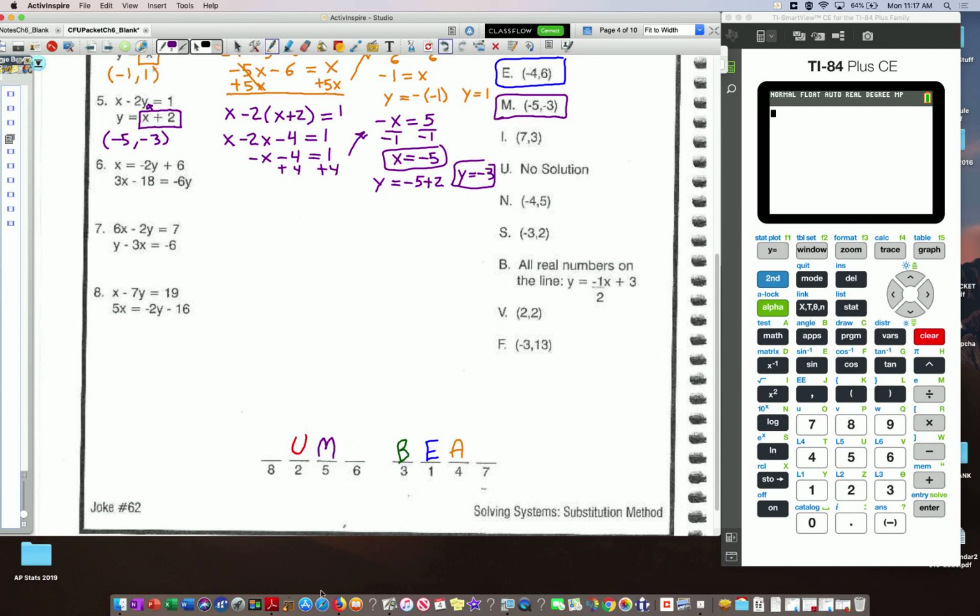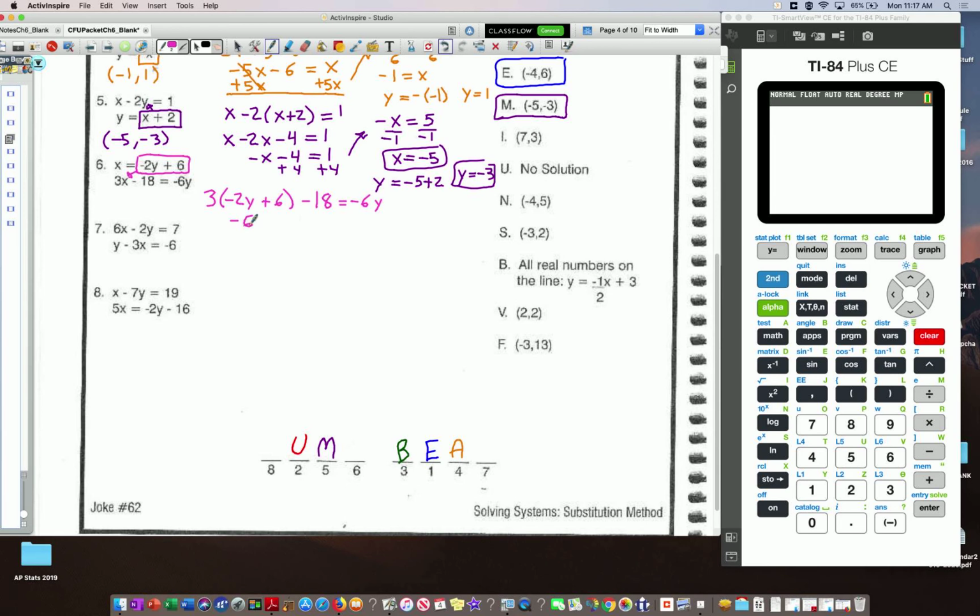All right, number 6. So for number 6, let's see here. I see x is all by itself. So again, I'm going to keep using that substitution method. So plug it in here. So now I get x, 3 times negative 2y plus 6 minus 18 equals minus 6y. All right, so I'm going to distribute.